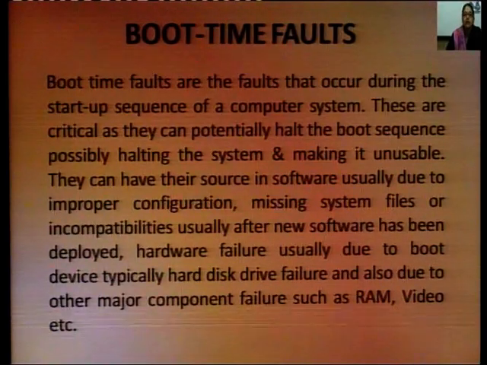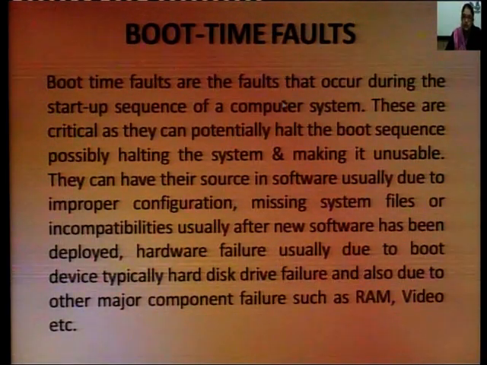What are the boot time faults? The boot time faults are the faults that occur during the startup sequence of a computer system. During the starting of a computer system, the faults that arise are the boot time faults. These are critical as they can potentially halt the boot sequence, possibly halting the whole system and making it unusable.